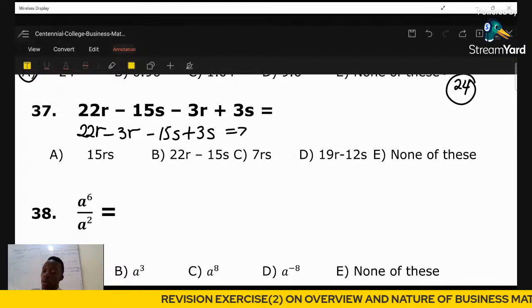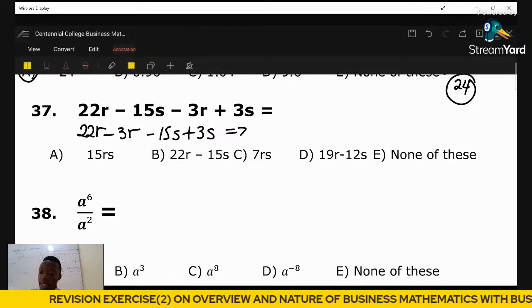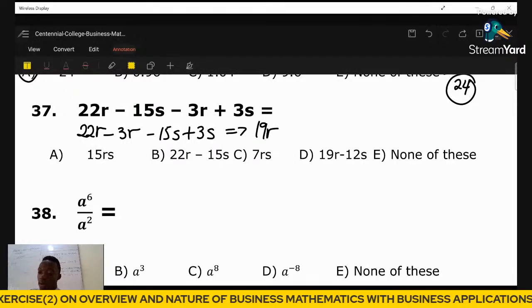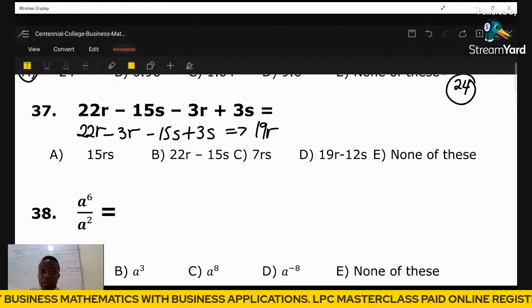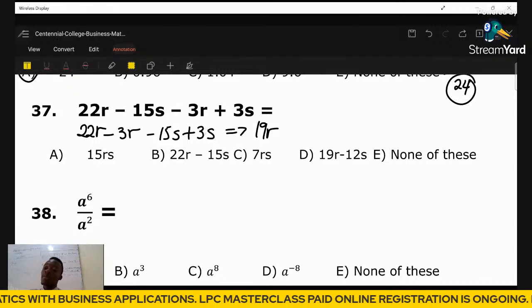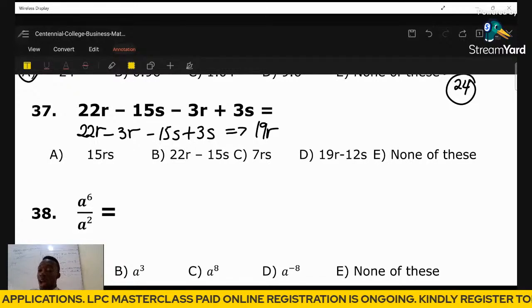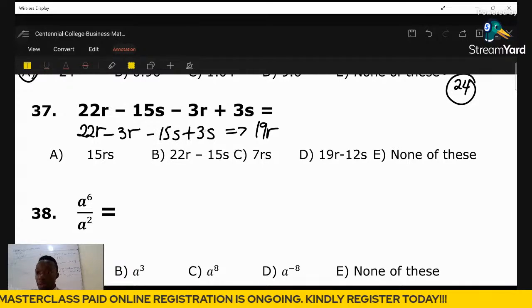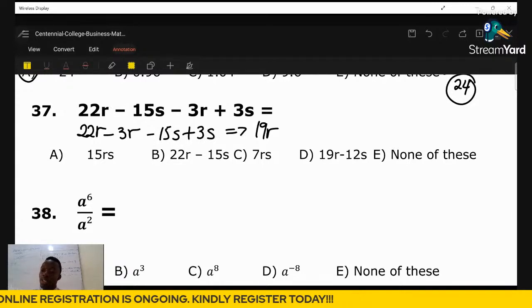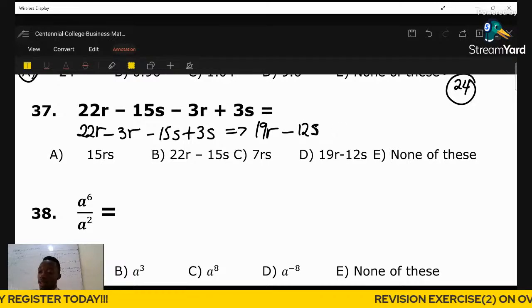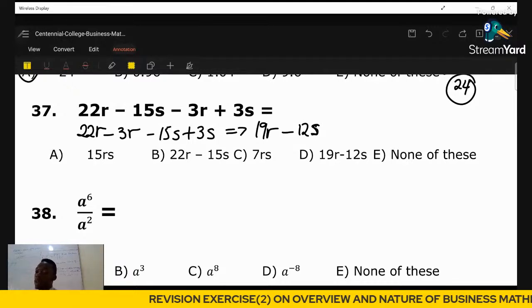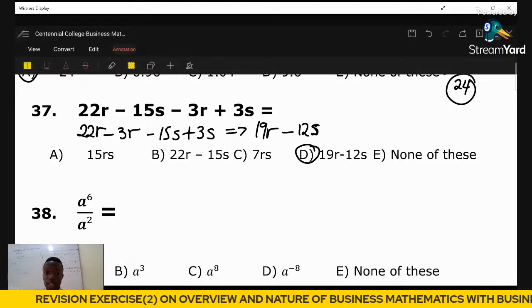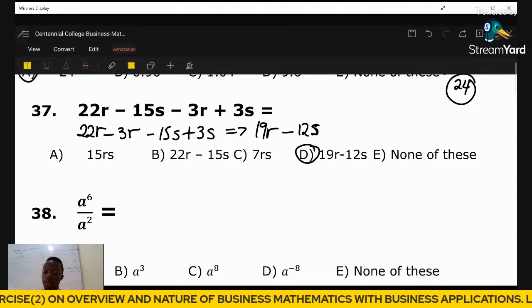So what is happening here? At the end of the day, what are we getting? When you subtract 3 from 22, we are getting what? 19. So we have 19r. Okay. Then we have negative 15x and we have positive what? 3x. That is negative 15 plus 3. When we take the operation between the two, we are getting negative 12x. So we're going to have 19r minus 12x. And that should fetch you option D. So let's take note of that.